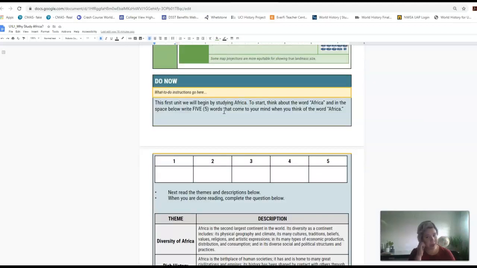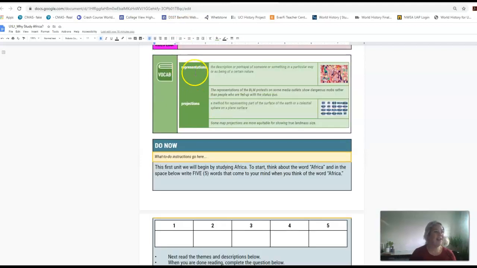First we're going to start with our do now. This is just to get you thinking about Africa and what you know and what you think and your perceptions of how it's represented to you in your broader knowledge.